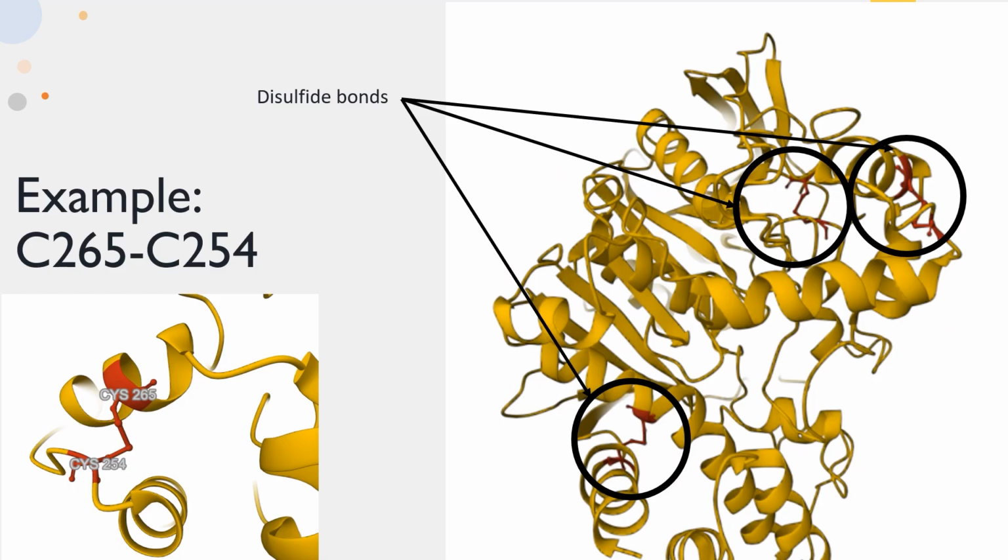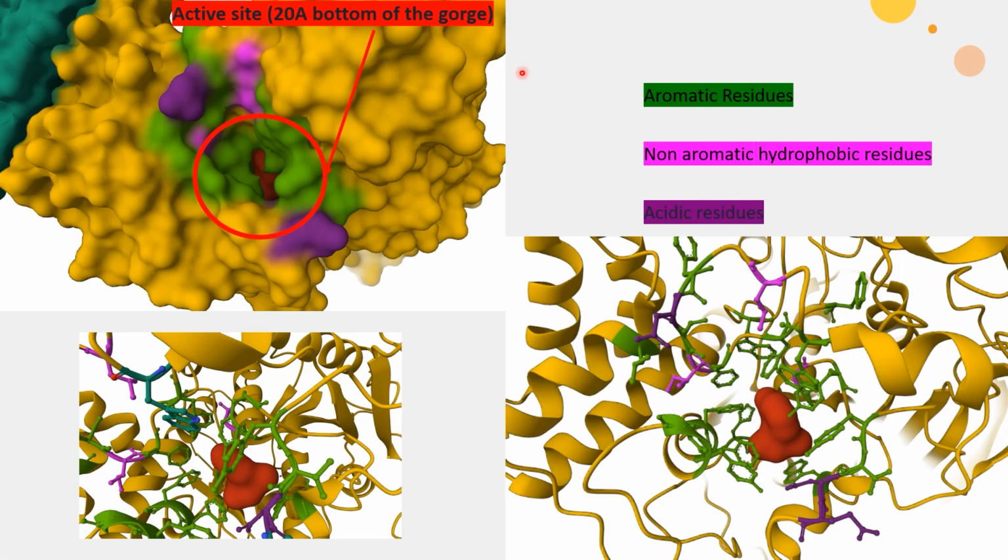Finally, another contributor to the folding of the tertiary structure are these three disulfide bonds identified in red within the monomer. Here we can see a specific example of such a disulfide bond between cysteine 265 and cysteine 254. However, the most important characteristic of acetylcholinesterase is this gorge, and in this gorge is a catalytic site of where acetylcholine will get hydrolyzed, highlighted in red.